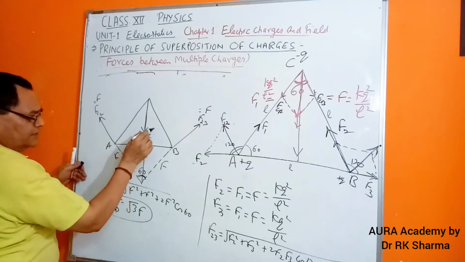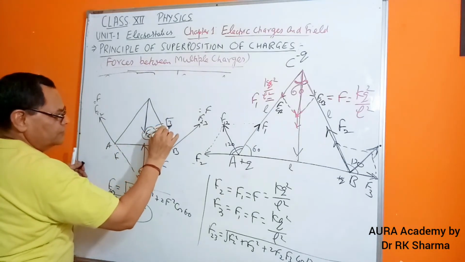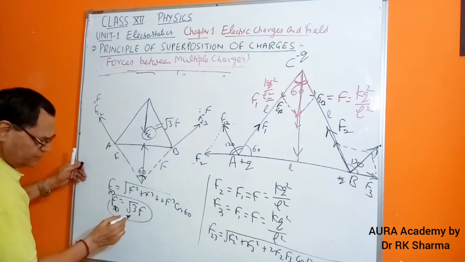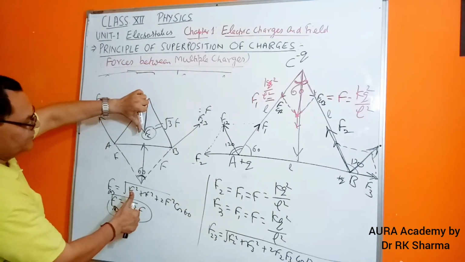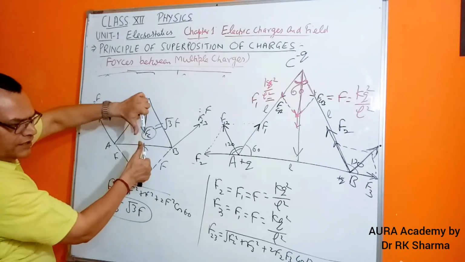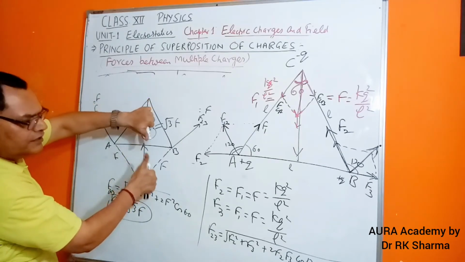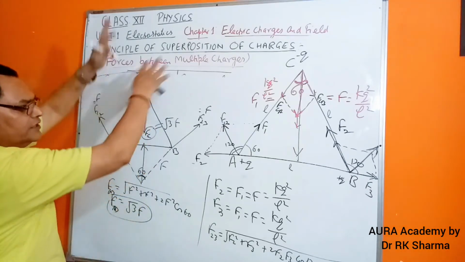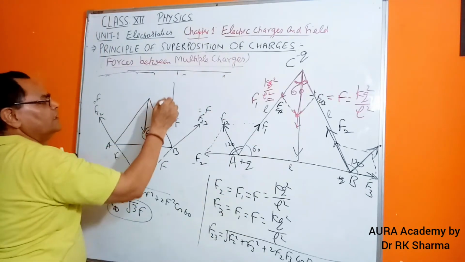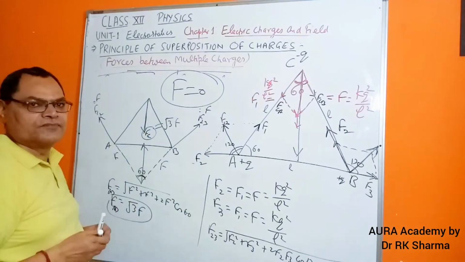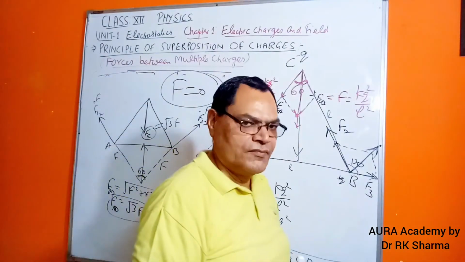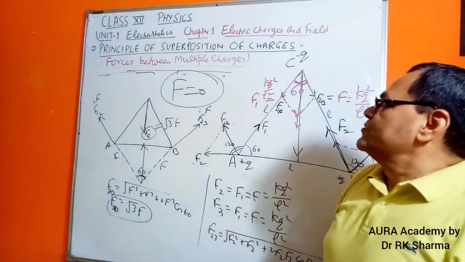But don't you think even this force was how much? Root 3 of F. And this force is how much? Root 3 of F. Alright. So this is acting downward, and this is acting upward. Don't you think, being equal and opposite, they will nullify each other? So therefore, as a whole, the total force of the system is 0. Clear?